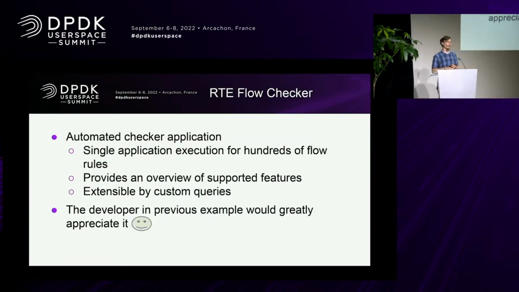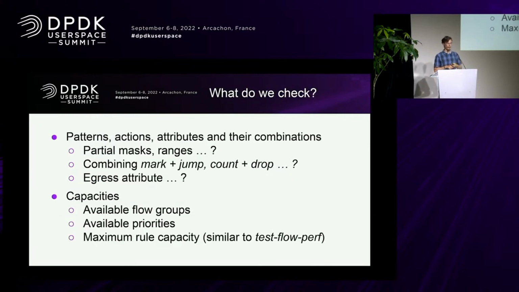So basically, we are developing an application called RTE Flow Checker, which is an automated application where you could run a single execution and it will generate hundreds of flow rules and will then provide an overview of the supported features of a given NIC. The application is also extensible by custom queries in case you need specific functionality that has not been covered by the automated generation. And we believe that the developer in the previous example would greatly appreciate it. Now, let me tell you something more about the application.